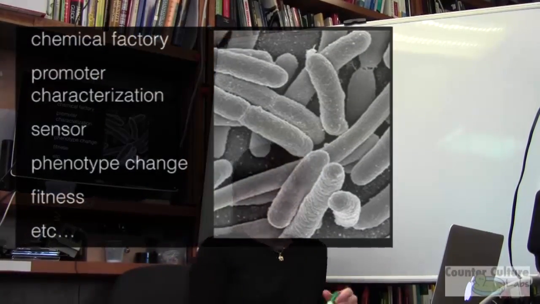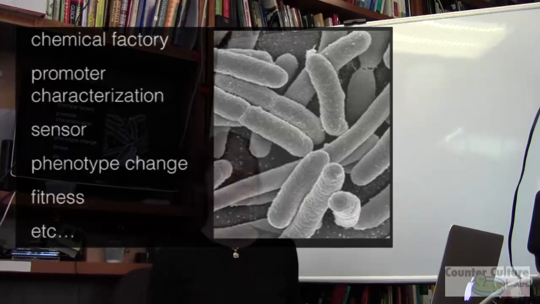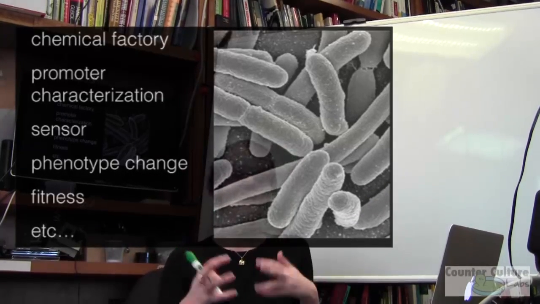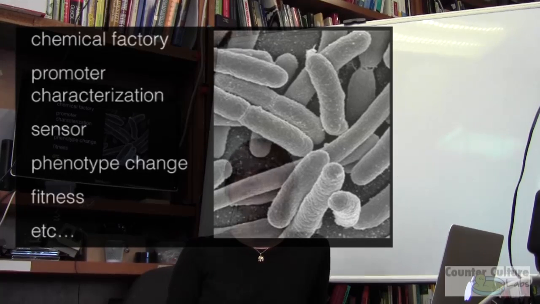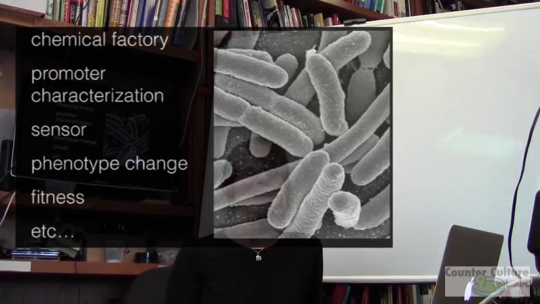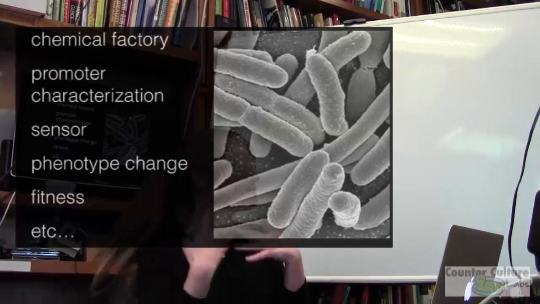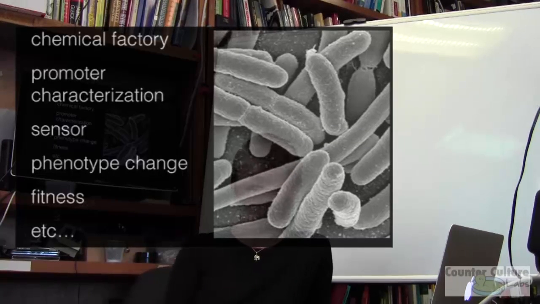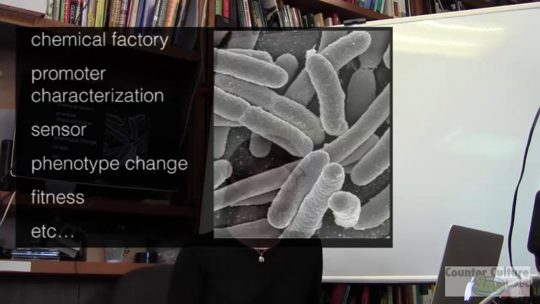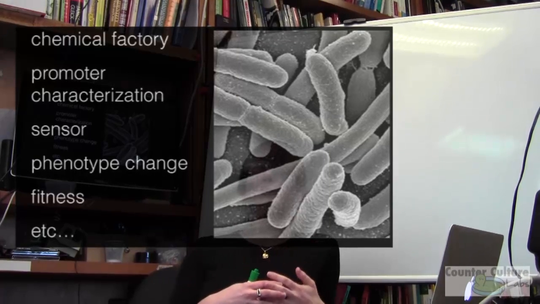So let's think about the first example: you want to make a chemical factory of some sort. You want to make a new fragrance. You want to make a fuel. You want to make something that goes into a face cream that helps you with wrinkles. There are many, many things that you could think of that maybe you'd want to make. Maybe you want to move a reporter gene.